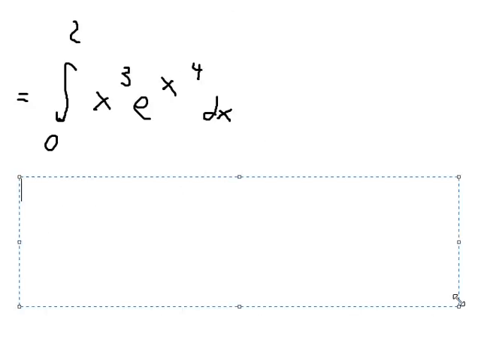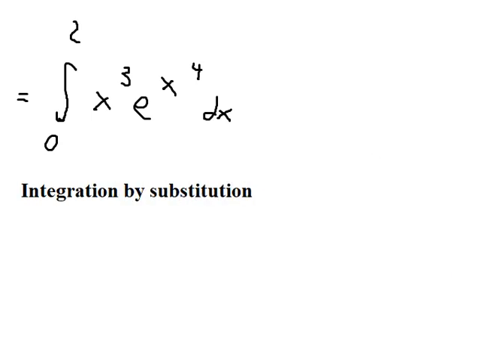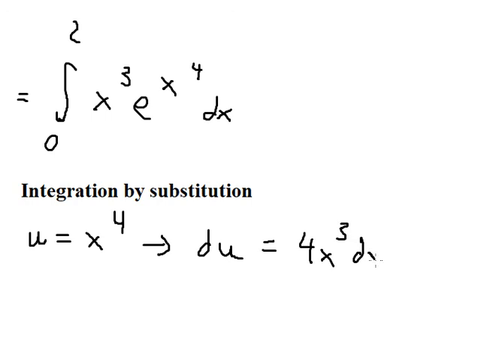Next, we use integration by substitution. So I will put u equals s to the power of 4. After that, we first take the derivative of both sides. After that, we divide both sides by number 4.